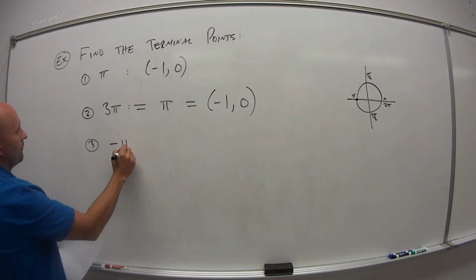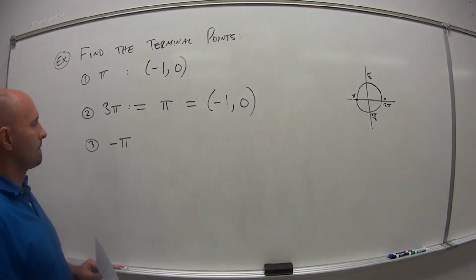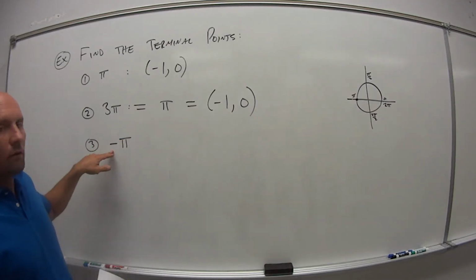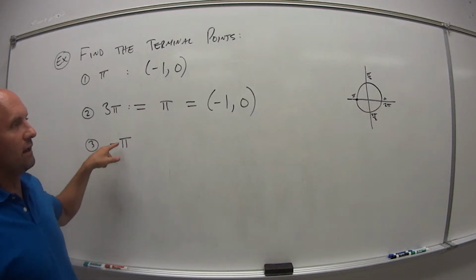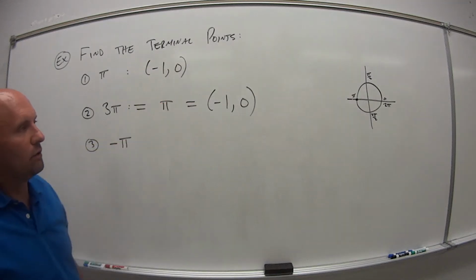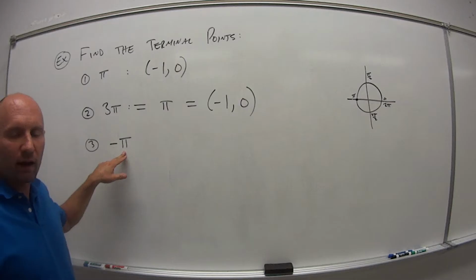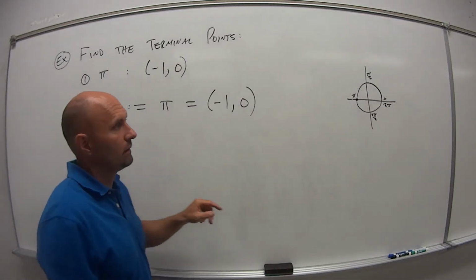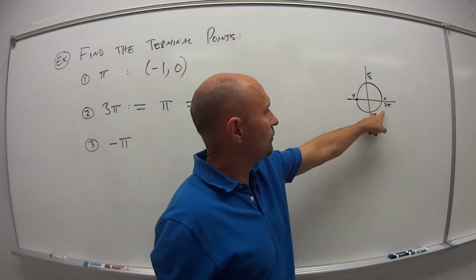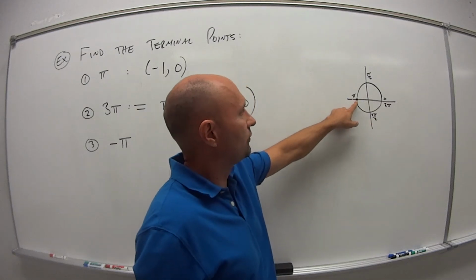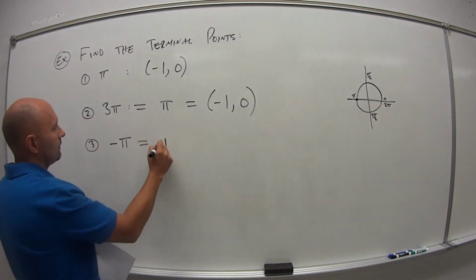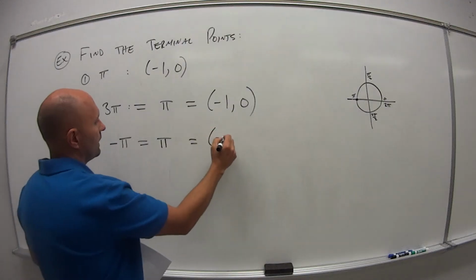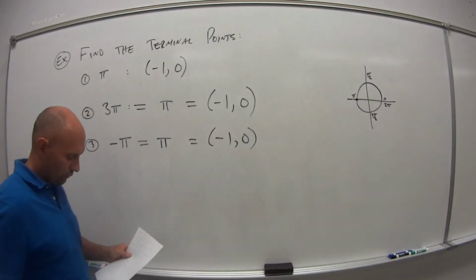What if I have negative pi? So now we have to be careful. We have this negative sign here, so we know from our 3b, if this value is negative, we're going to move clockwise around the unit circle, but the distance we're traveling is still pi. So if I start at 0 and I move the distance of pi around the circle, well, what happens? It still puts me back at positive pi, which we know again is -1, 0.